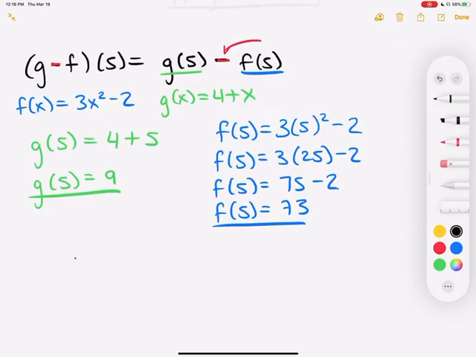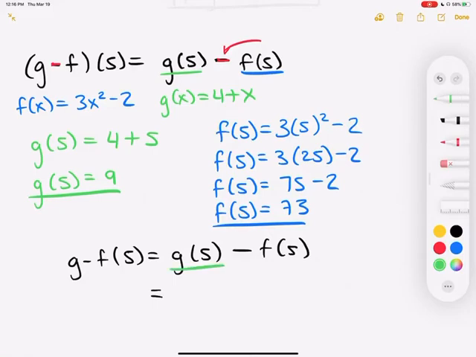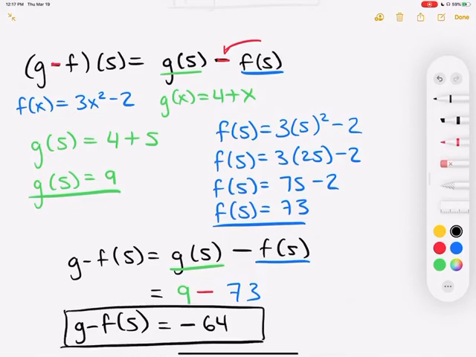It means that g minus f of 5 is g of 5 minus f of 5. So those two results that I found, g of 5, we defined that to be 9, minus f of 5, we defined that to be 73. So now we have to do the actual subtraction of those two numbers. So 9 minus 73, that's going to be negative 64. And this is the result for g minus f of 5.